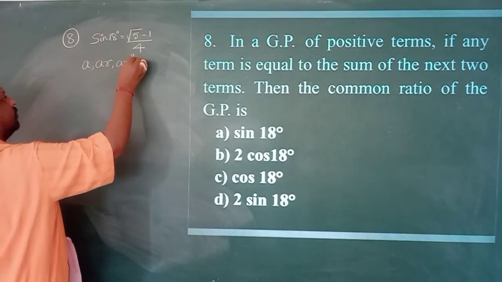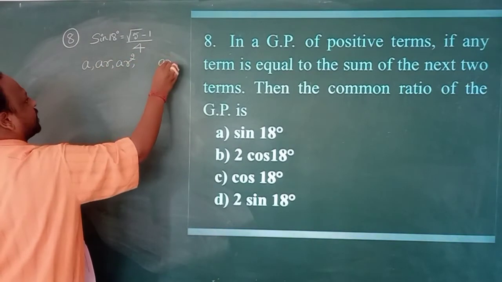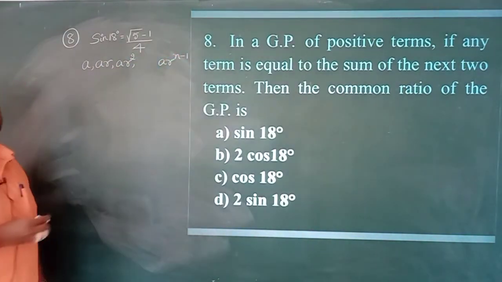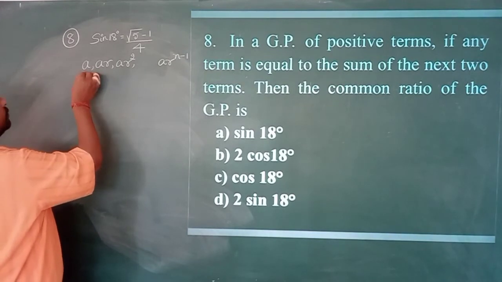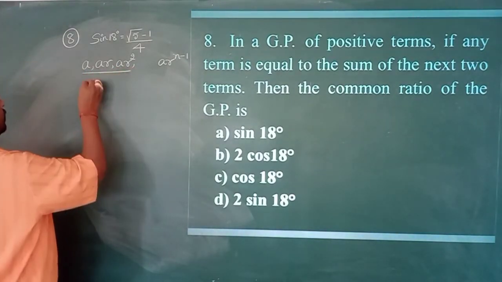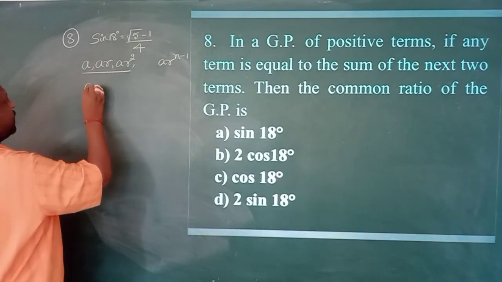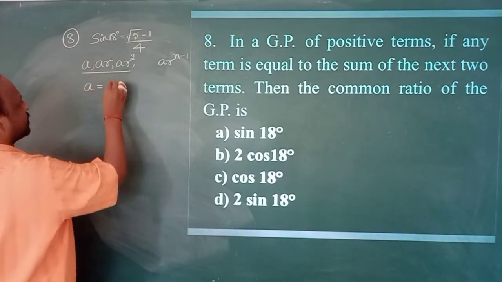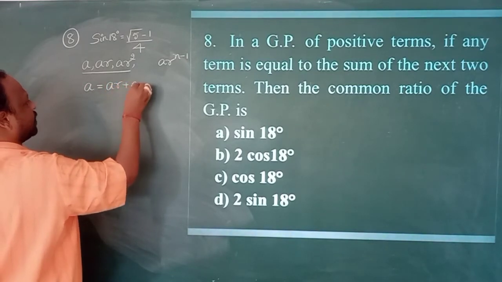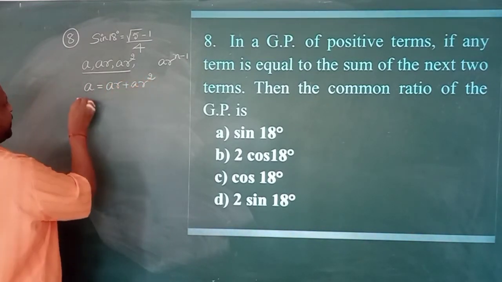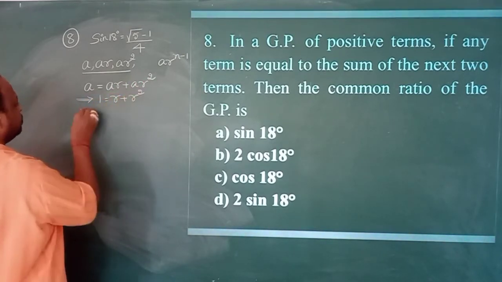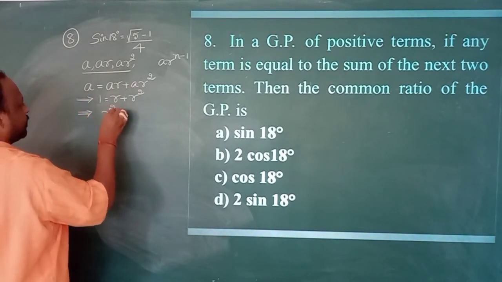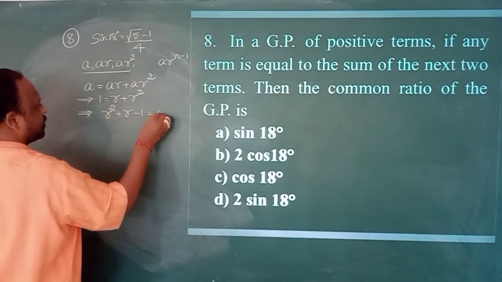So here you know the general sequence of a GP is a, ar, ar square, up to ar to the power of n minus 1. Let us take the first three terms. According to this, any term a is equal to the sum of the next two terms, ar plus ar square. Divide by a. So 1 is equal to r plus r square. So this will be r square plus r minus 1 is equal to 0.